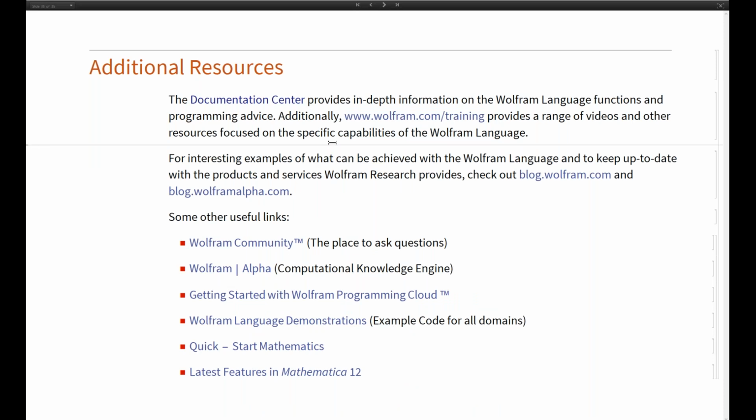If at any point you're interested in particular examples, say the latest and greatest of what Wolfram has to offer, then I'd recommend taking a look at the blogs, both for Wolfram and Wolfram Alpha, which tend to provide some very interesting examples of the latest of our capabilities, especially when it comes to the addition of various integration or differentiation methods.